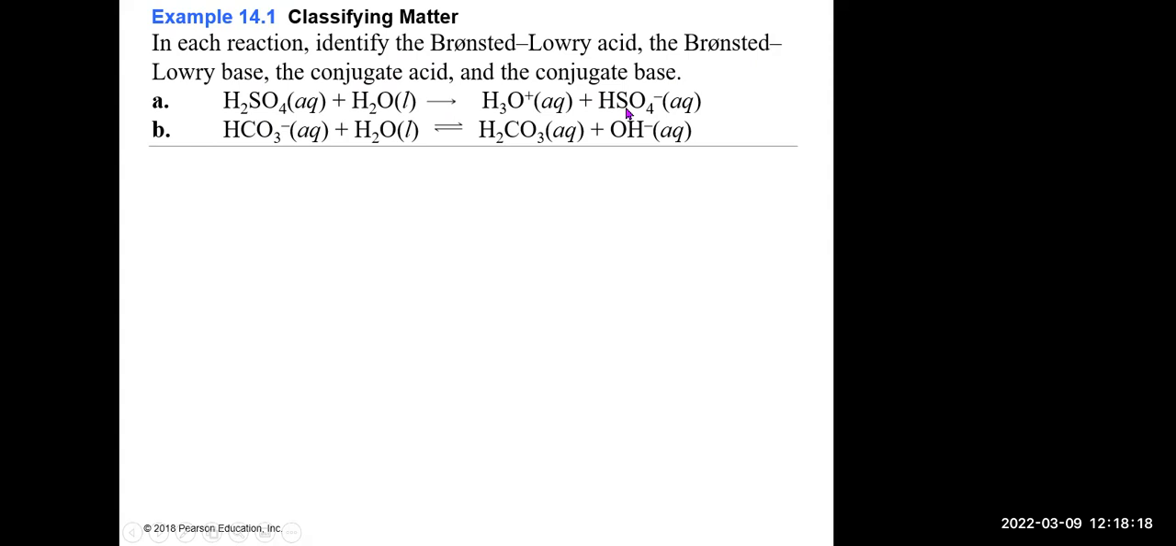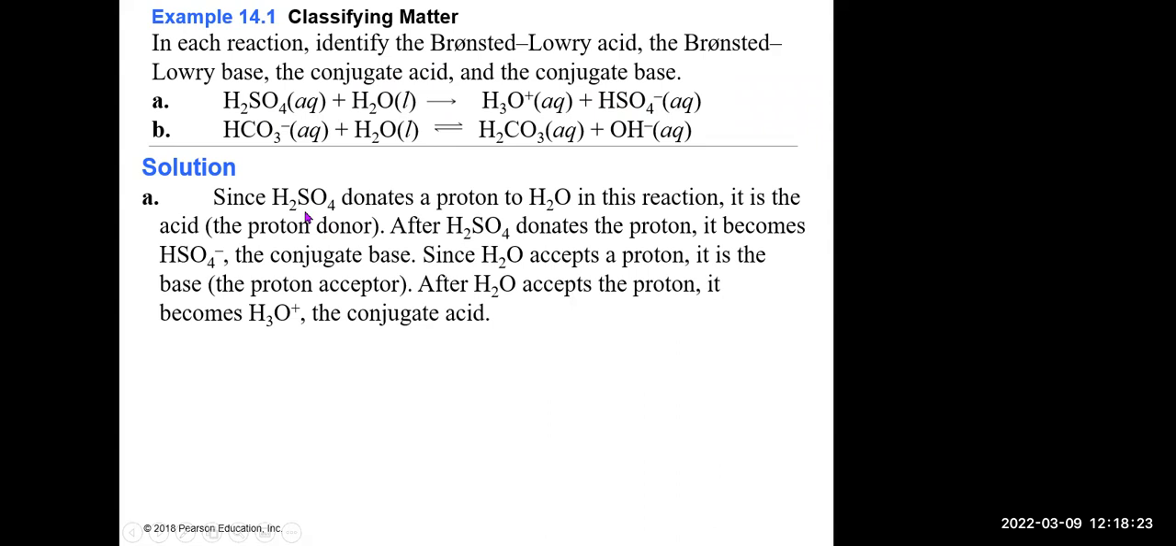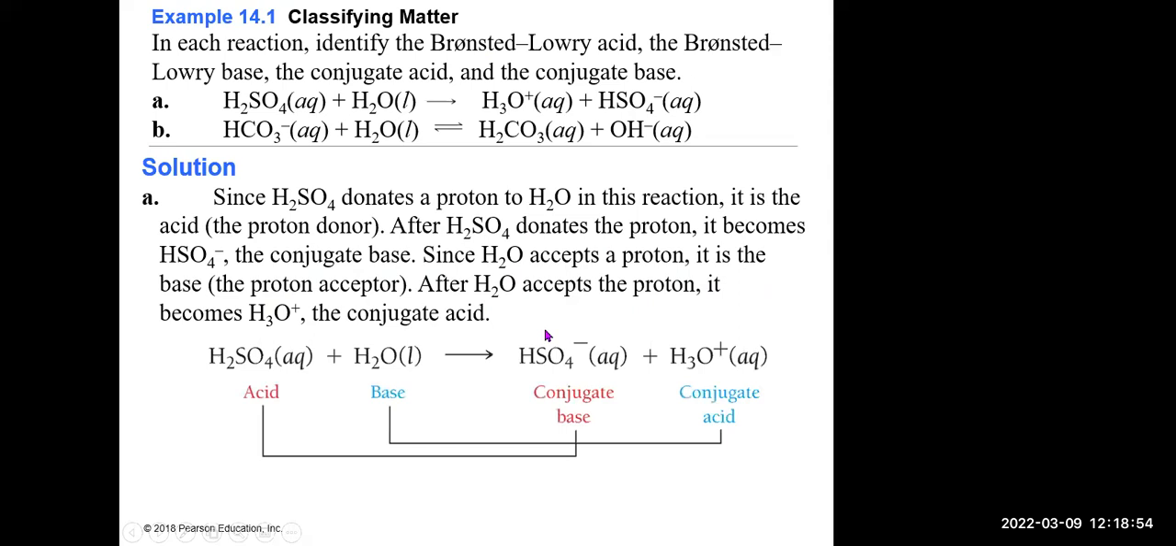In the reaction, we can see H2SO4 donates a proton to H2O. H2SO4 is the acid because it's a proton donor. After H2SO4 donates the proton, it becomes HSO4 one negative, which is the conjugate base. Since H2O accepts the proton, it is the base, the proton acceptor. After H2O accepts the proton, it becomes H3O plus, the conjugate acid. So here we summarize: H2SO4 is the acid, it produces the conjugate base, and water is the base, it produces the conjugate acid.